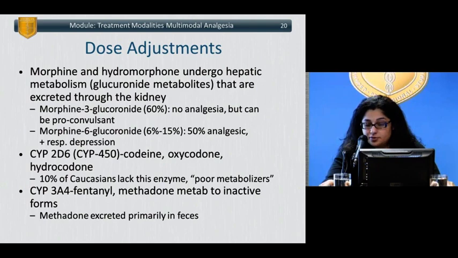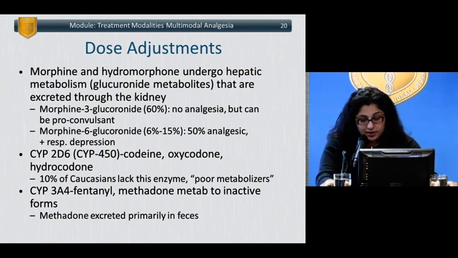Both morphine and hydromorphone undergo hepatic metabolism and are excreted by the kidney. So if a patient has kidney dysfunction, issues may occur, meaning there can be accumulation of morphine-6-glucuronide, which is an active metabolite. In patients who have renal dysfunction, it may not be cleared, and as I mentioned, it's an active metabolite responsible for 50% of the analgesic response. If it's not cleared, then patients might be overdosed, and that can lead to respiratory depression.